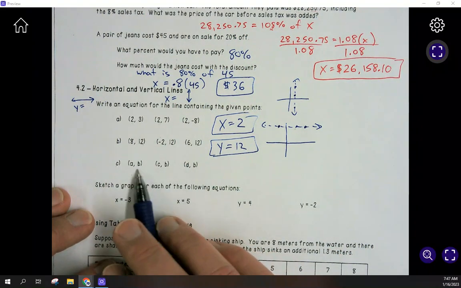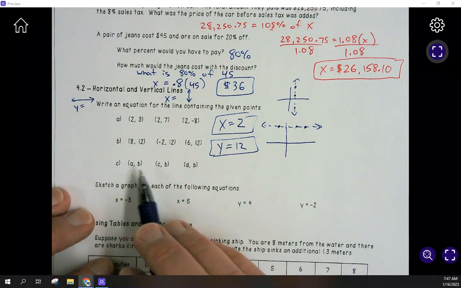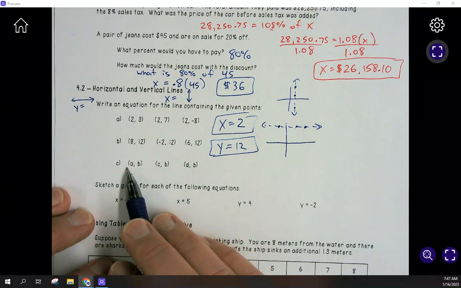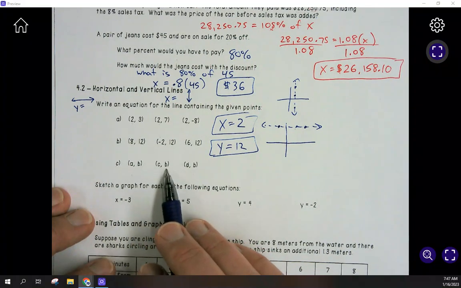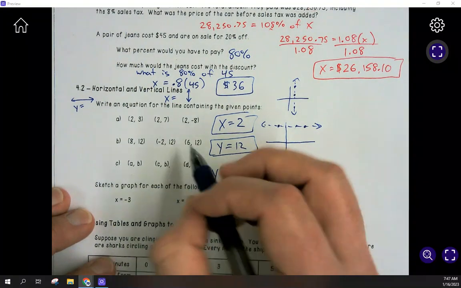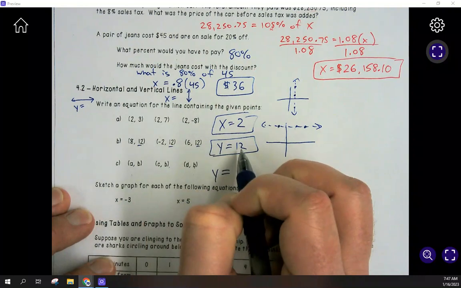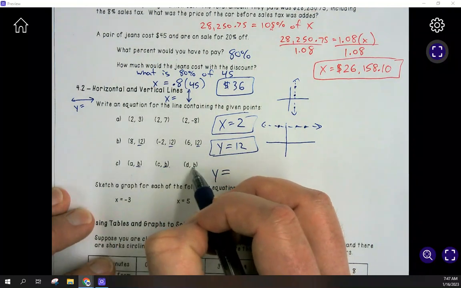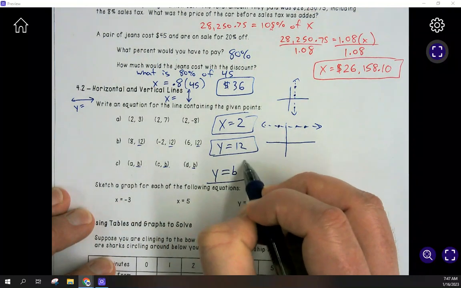All right, and then look at this one. It gets a little confusing at first when you look at the variables, but notice the x changes. It's an A, it's a C, it's a D, but the y value is always B. So this is a y equals, and then just put the value. Just like when we had 12, 12, 12, we put y equals 12. We've got B, B, B, so y equals B.